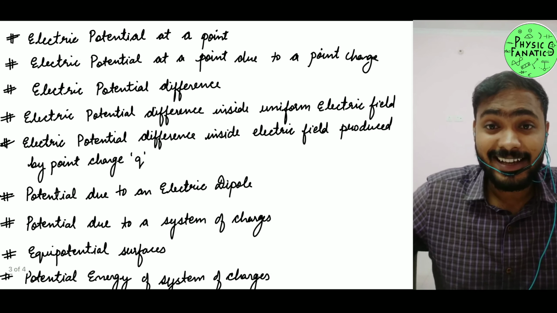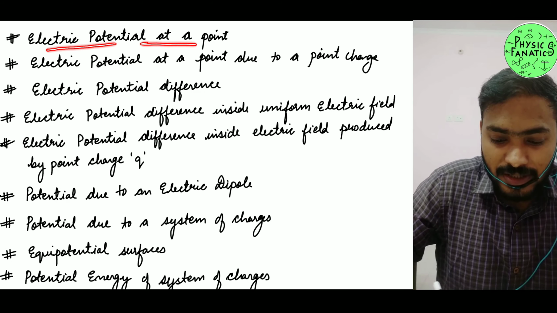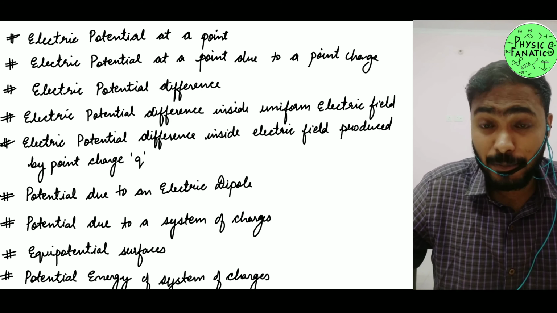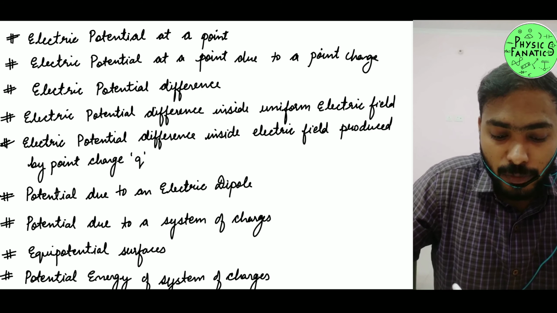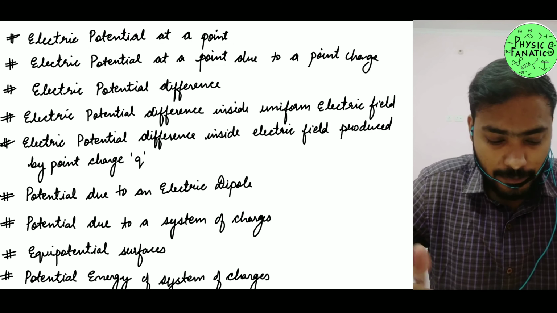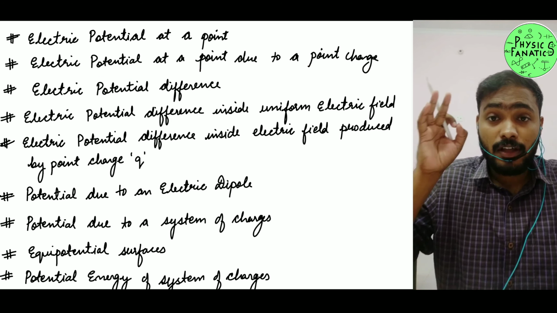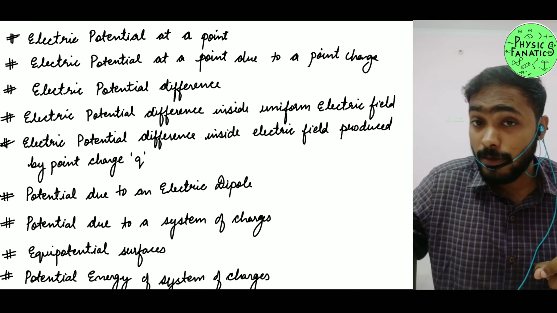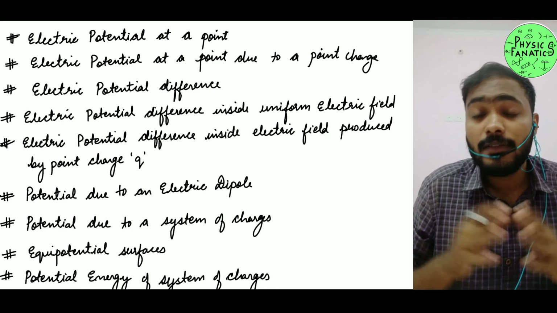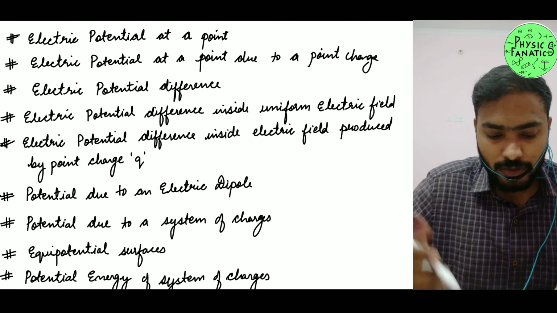It's a long list. Let's get to it. The first topic is electric potential at a point. First of all we will talk about what is electric potential, and then what is electric potential at a point, and how you can find out the electric potential at a point. The second topic is electric potential at a point due to a point charge. In this case I will bring a point charge, and because of that point charge, at any particular place, what will be the value of electric potential? This is what we are going to talk about.